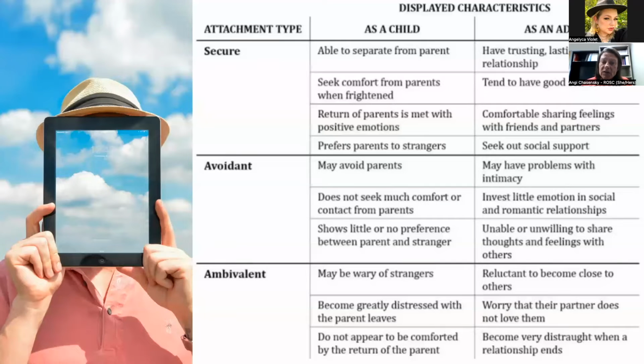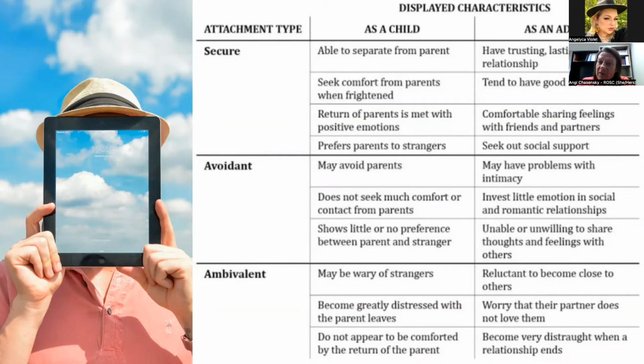Now, as a child, you may be wary of strangers, become greatly distressed when the parent leaves, and not appear to be comforted by the return of the parent. So it's very ambivalent. It's either positive or negative or somewhere in between. Not really sure exactly which way the child will react or respond.